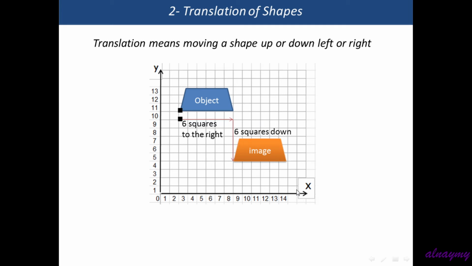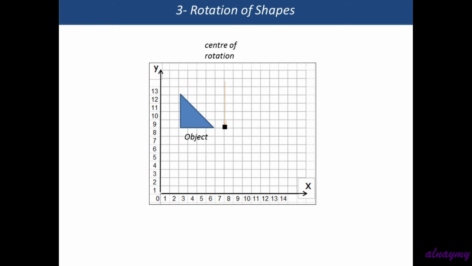Now I have an image which exactly matches the object, but that will only happen when you follow the distance. Each point has to move and follow the instructions exactly. When I say 6 points to the right, 6 points downwards, that means each point that you choose on this object, to place it in the image, has to also move 6 points to the right and 6 points downwards. Now let us go to the rotation.